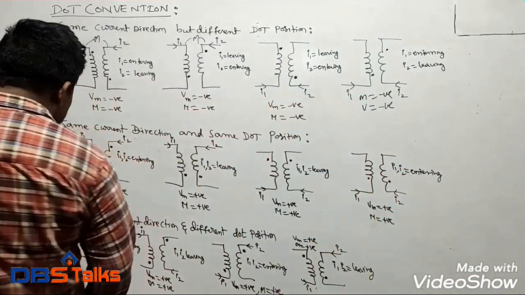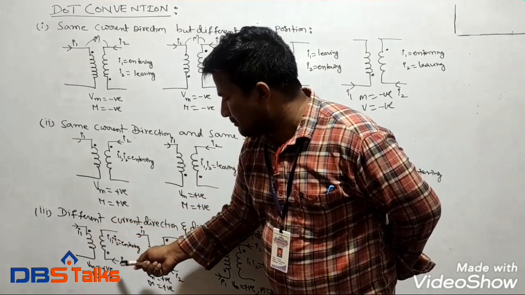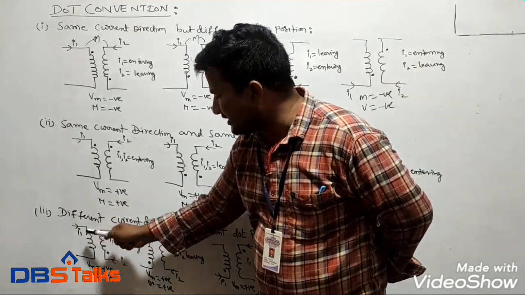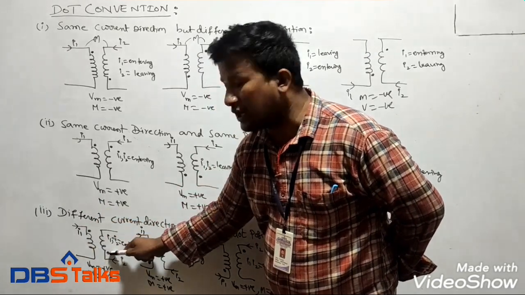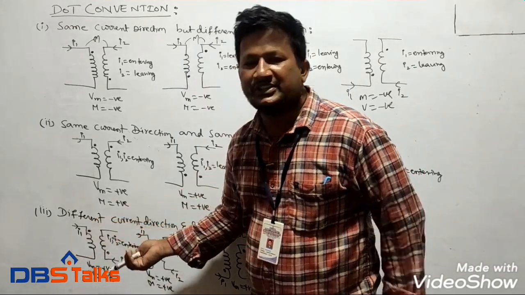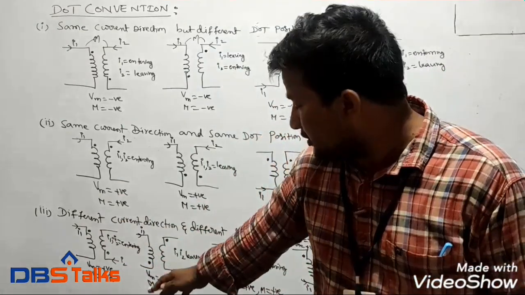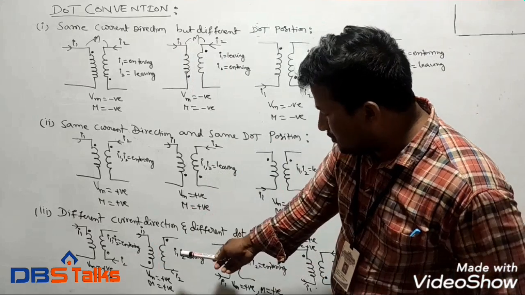So once again, I1 is entering, but I2 is also entering, but with different current directions and different dot positions. I2 is entering, I1 is also entering, both are entering. That's why mutual induced EMF between these two is positive and Vm is also positive.